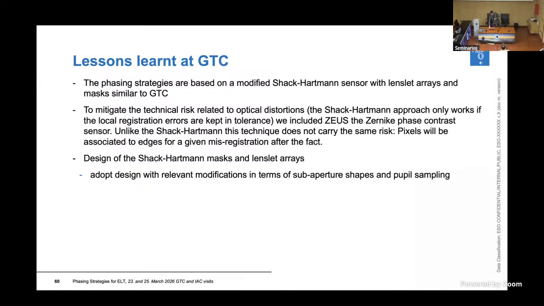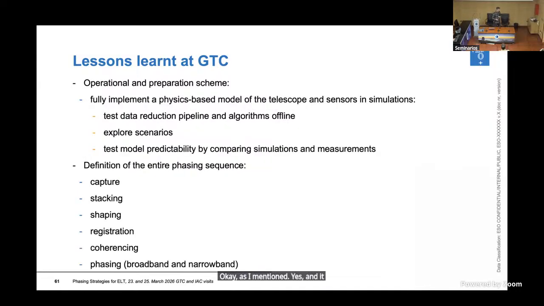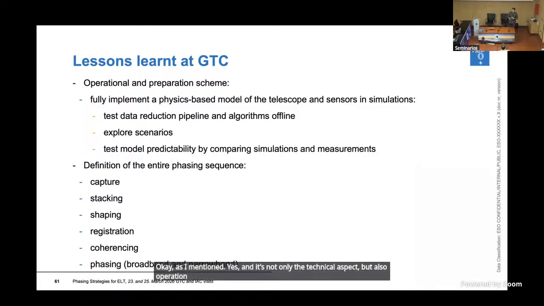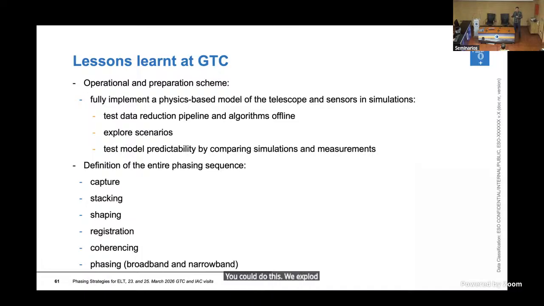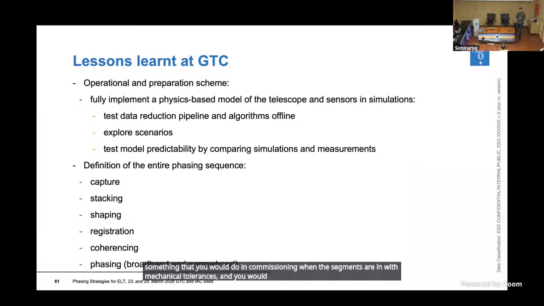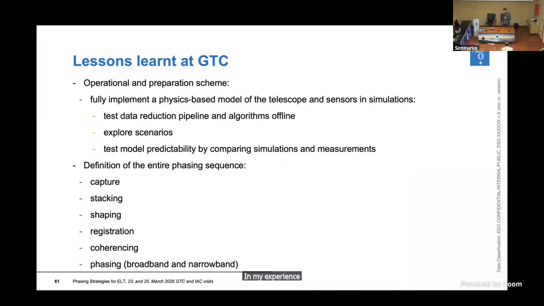It's not only the technical aspect, but also operationally, how we would go from one step in the commissioning sequence to another. Like in one mission where we played through segment capture. We exploded M1, the seeing was bad, but we could do this. We exploded the M1 and then scanned the main axis to try to identify the best place for a segment. This is something that you would do in commissioning when the segments are in with mechanical tolerances, and you would need to find them in the first place in order to propagate in your sequence. So this operational and procedural experience we got from here was very helpful.